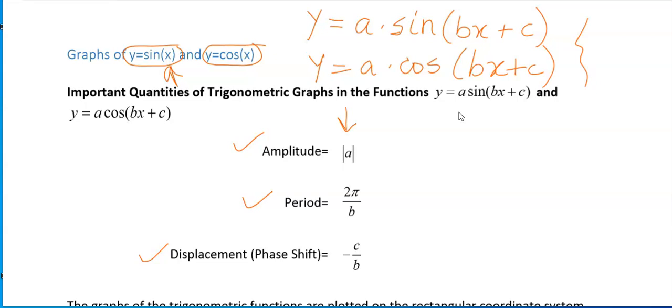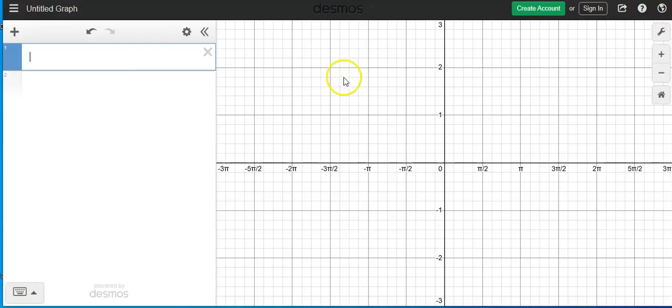So A and B and C does change those things. It has something to do with them. What I'm going to do right now, I've told you about this website before called Desmos.com. Here you go. Here is Desmos.com.